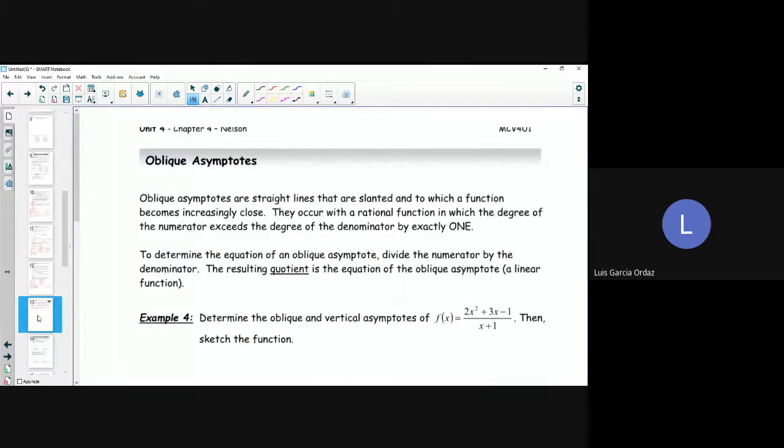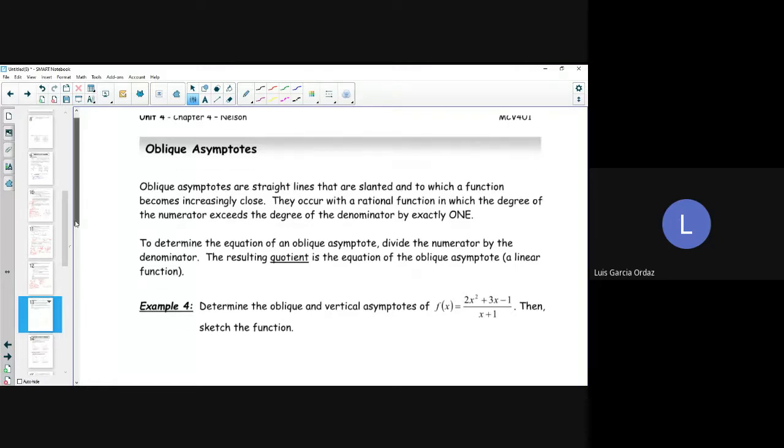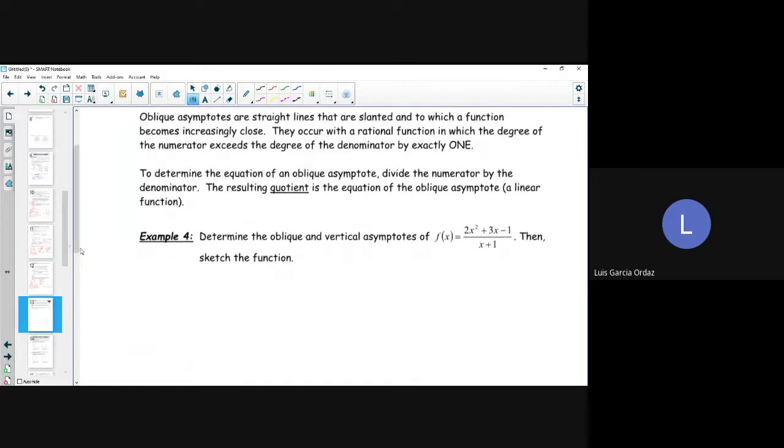So oblique asymptotes. I know this wasn't introduced to you guys in Advanced Functions because we were told not to teach you it. But I'm going to introduce it here. I'm not too sure if I'm going to have it on your assignment, but if it's easy enough, then I'll definitely add it. So oblique asymptotes are straight lines that are slanted, to which a function becomes increasingly close.